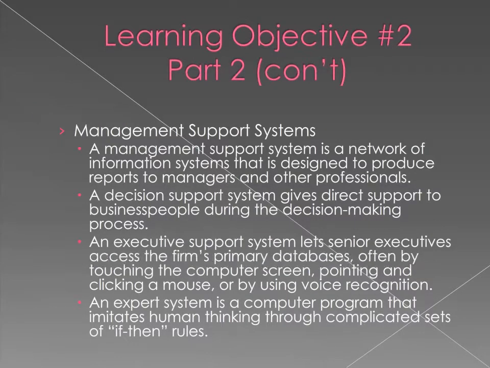All right, so we're on this second part, which is about information systems. Now we have management support systems, which are a network of information systems designed to produce reports for managers and other professionals. We're looking at several different types. You have the decision support system, which gives direct support to business people during the decision making process. People might use this to make charts for reports that help them make decisions.